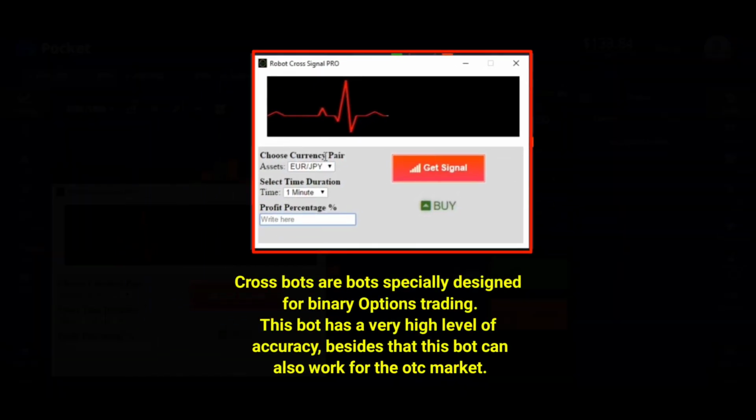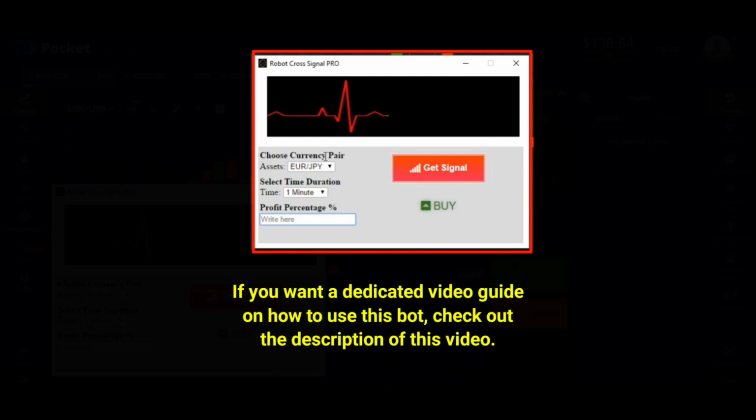Cross bots are bots specially designed for binary options trading. This bot has a very high level of accuracy, besides that this bot can also work for the OTC market. If you want a dedicated video guide on how to use this bot, check out the description of this video.